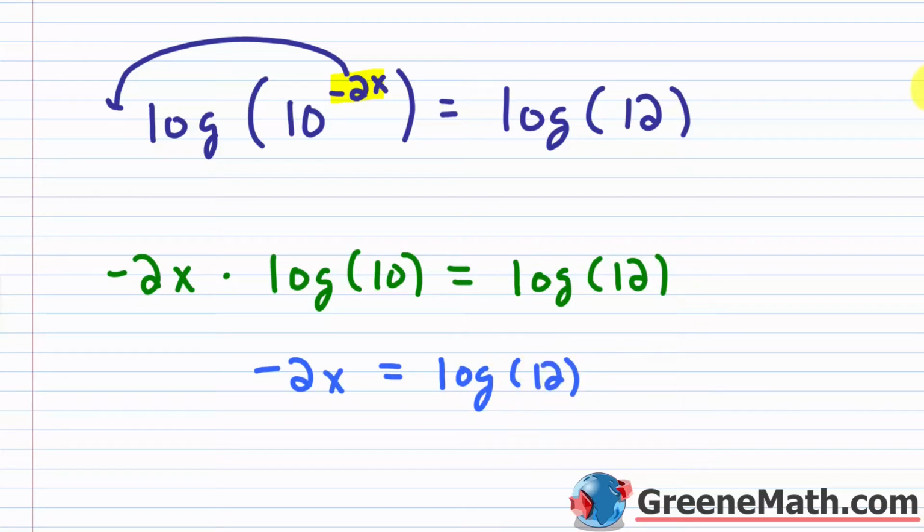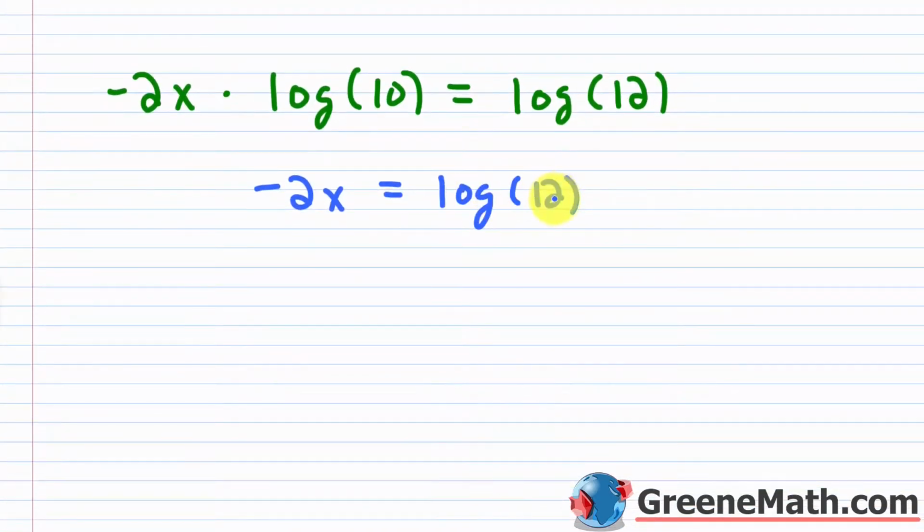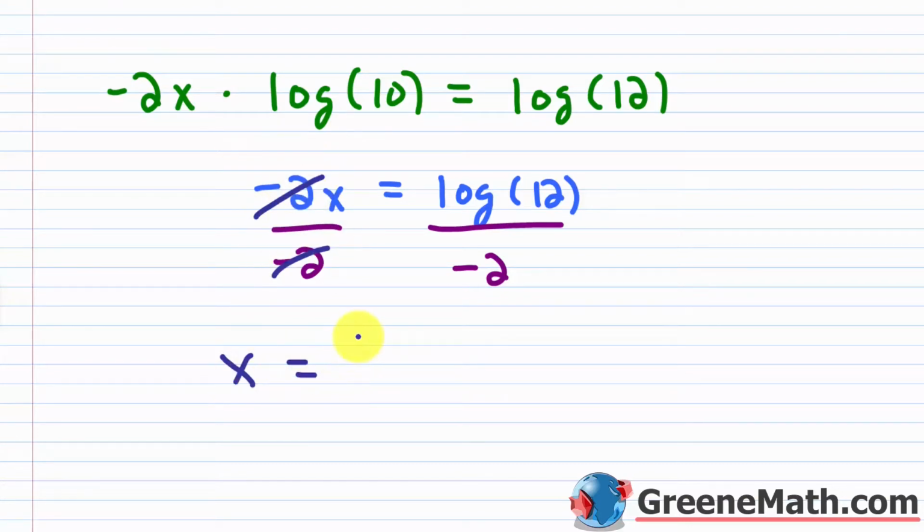And once we get it to this point, it's really, really simple. Log of 12 is just a number, so don't let that scare you. Basically, all you want to do is divide both sides by negative 2, just like we've always done, okay, to isolate x. And so we know that this right here is going to cancel, and I have x by itself, and it equals my log of 12 over my negative 2.